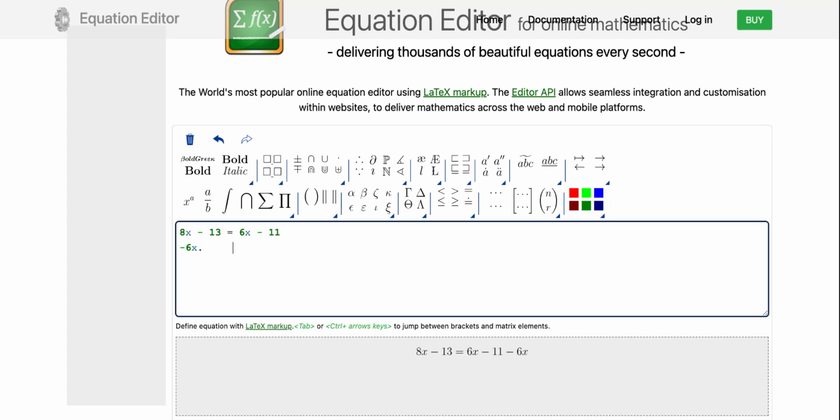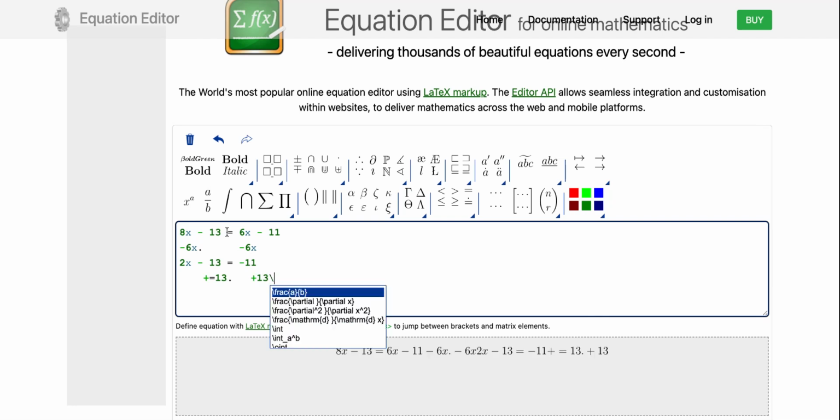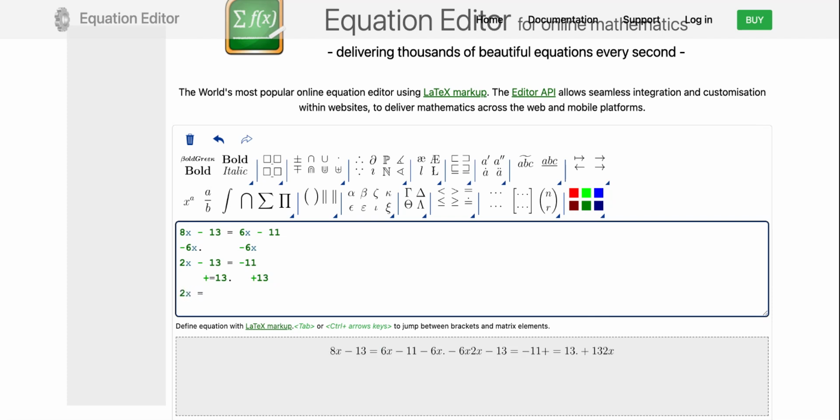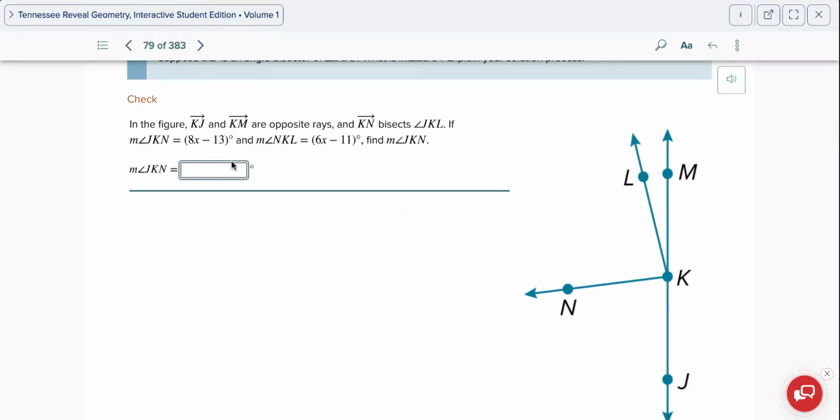Because the opposite of adding is to subtract. Well, 8x minus 6x is 2x. Bring down my minus 13 and bring down my negative 11. I'm going to add 13 to the other side. So now I've got 2x equals negative 11 plus 13, which is 2. And divide both sides by 2. Well, 2 divided by 2 is 1. So x is 1.